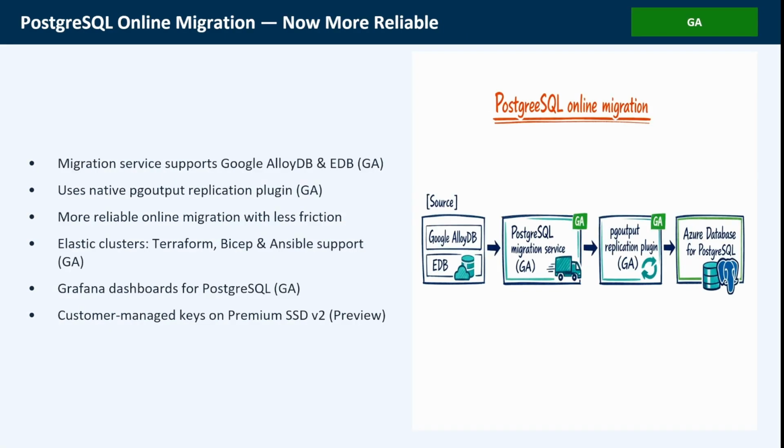On Postgres, the migration story is getting stronger. The PostgreSQL migration service now supports Google AlloyDB and EDB workloads, and that's GA, so more sources can move into Azure Database for PostgreSQL with supported tooling. And online migration is more reliable now because it uses the native PostgreSQL pgoutput replication plugin, and that's also GA. And for provisioning and operations, PostgreSQL Elastic clusters now have Terraform, Bicep and Ansible support in GA, so it fits how most of us automate deployments.